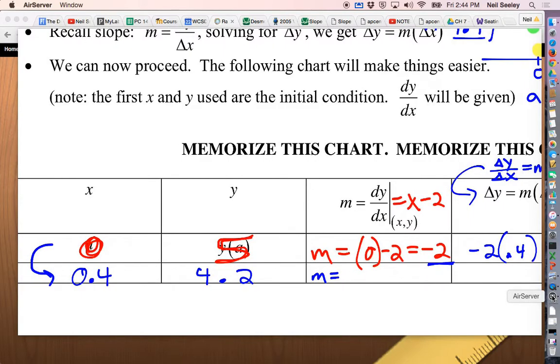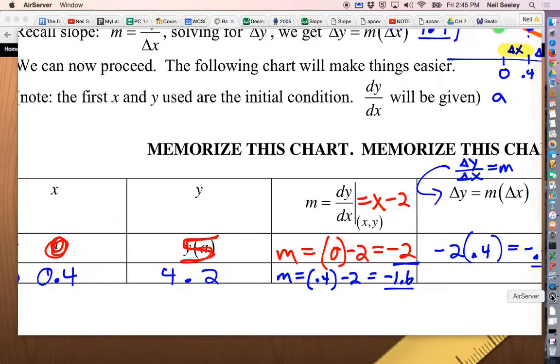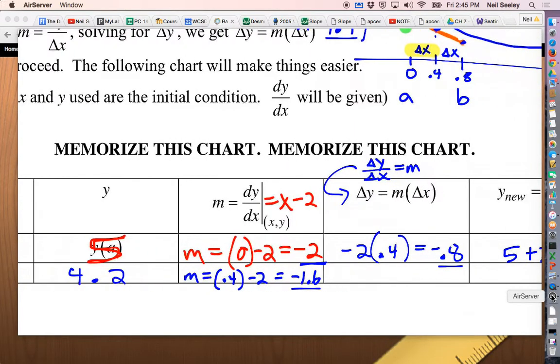x's, which is 0.4, minus 2. Okay, and then we get negative 1.6. Okay, and then that tells me my slope that I'm taking on this new trajectory. That's my redefined trajectory. And then that delta y, the change in y, will be whatever my slope is, negative 1.6 times my delta x at 0.4.